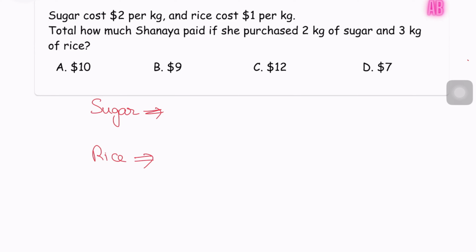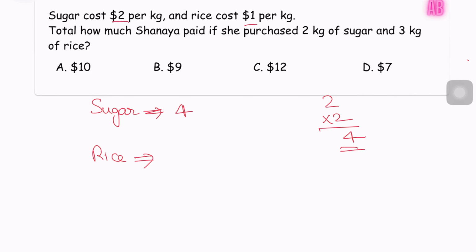Okay, so sugar, she purchased 2 kg of sugar. 1 kg of sugar costs $2, so 2 kg of sugar will cost 2 times 2, which is 4. So the total cost is 4.